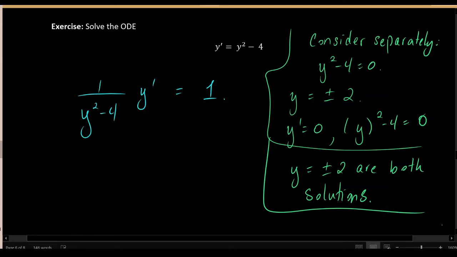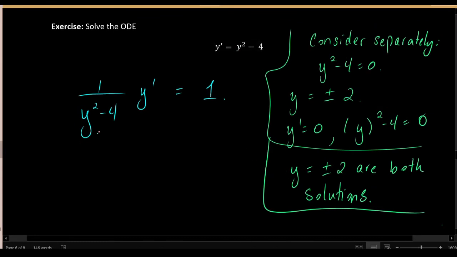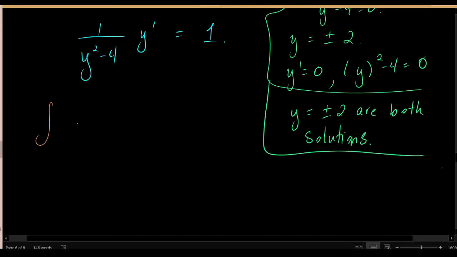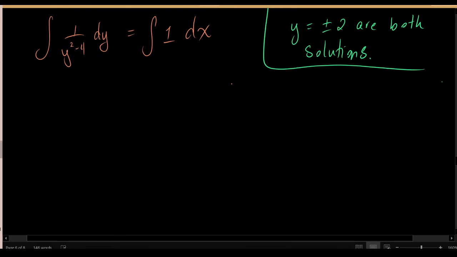Okay, so now that we've made a separate note of these two solutions which make this denominator 0, let's go ahead and proceed with the assumption that the denominator is not 0 and integrate both sides of this equation. So in order to integrate 1 over y squared minus 4, we'll need to split up this fraction using partial fraction decomposition, all the way back from Calc 2.